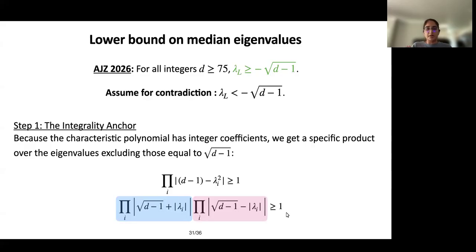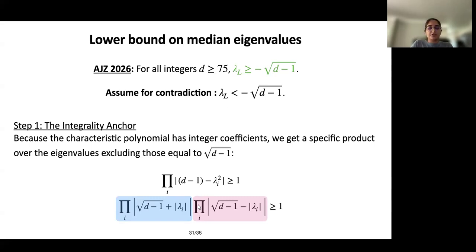So the whole argument basically rests on breaking this integrality that we get over here. In short, what I want to show is that I can force these two factors to be small enough such that the product of these two factors turns out to be strictly less than 1, which breaks our initial assumption, giving us our result.